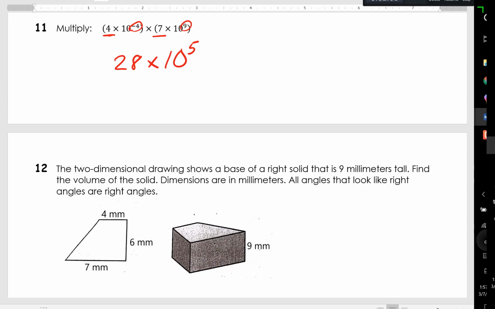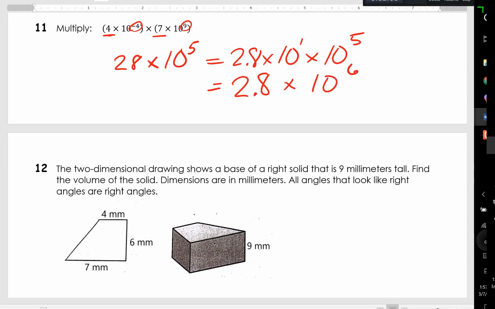And really, if you're going to write that in very proper scientific notation, you would write it with only one digit to the left of the decimal point. So 28 can be written as 2.8 times 10 to the first power. And then you've got that 10 to the 5th power there. So your final answer would really be in proper scientific notation if it were written like this. Add the exponents on the 10s. 1 plus 5 is 6. So 2.8 times 10 to the 6th.